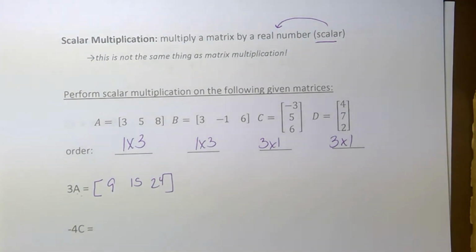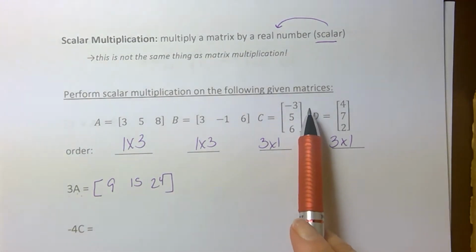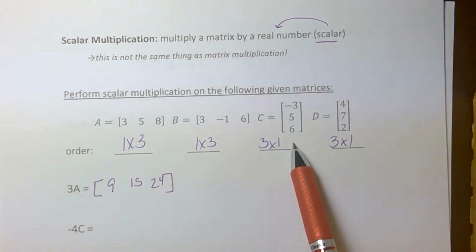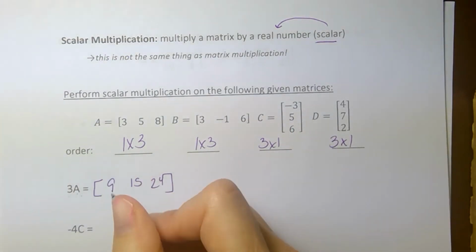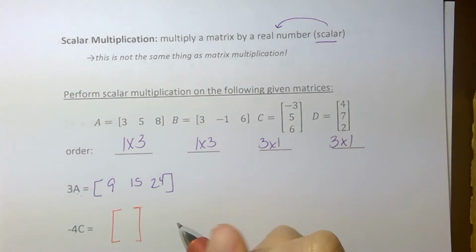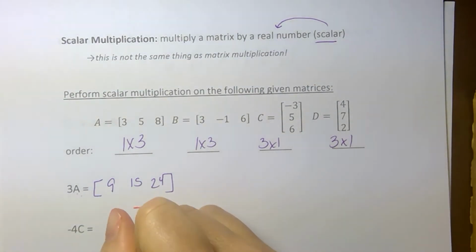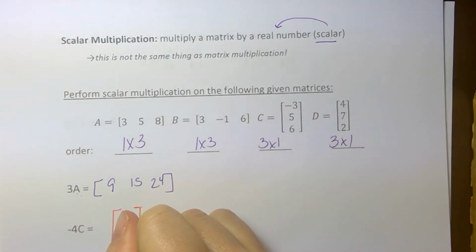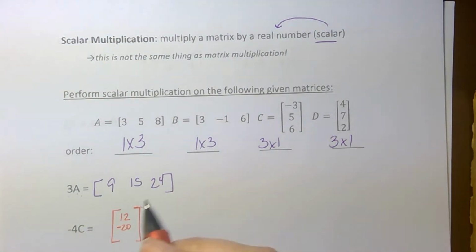-4 times C. Scalar multiplication, -4 times matrix C. Well, not only am I going to be multiplying 4, but I'm going to be multiplying a -4, so it's going to change the sign on each of those. Matrix C is a 3 by 1, so -4 times C is still a 3 by 1. -4 times -3 is a positive 12. -4 times 5 is a negative 20. And -4 times 6 is a negative 24.